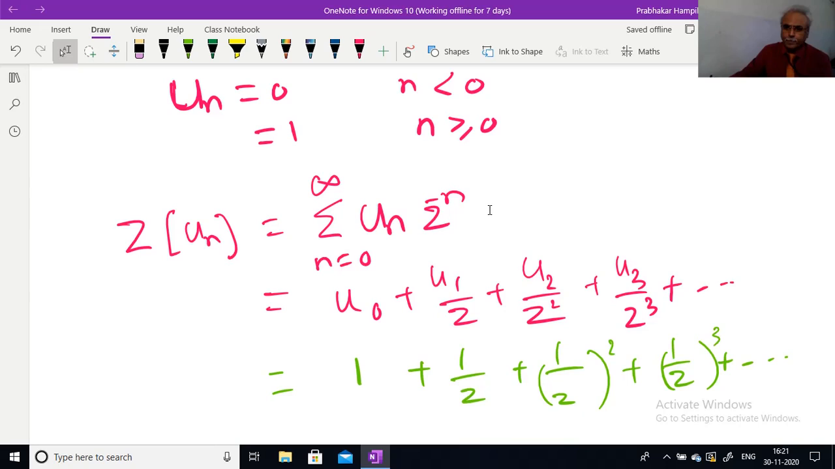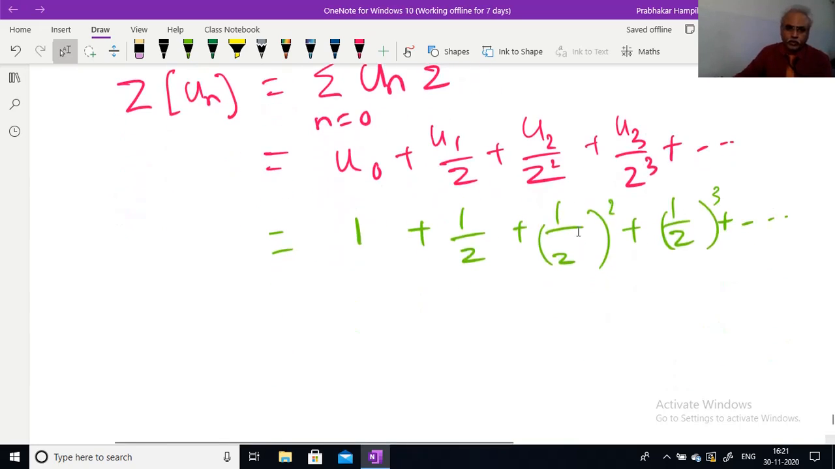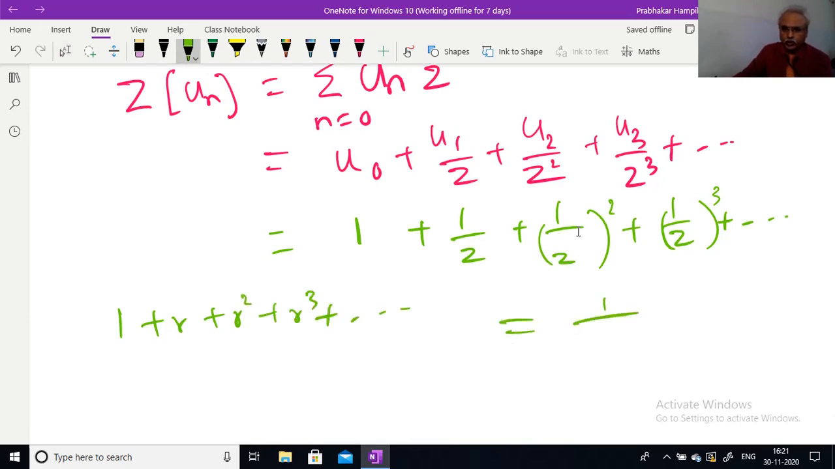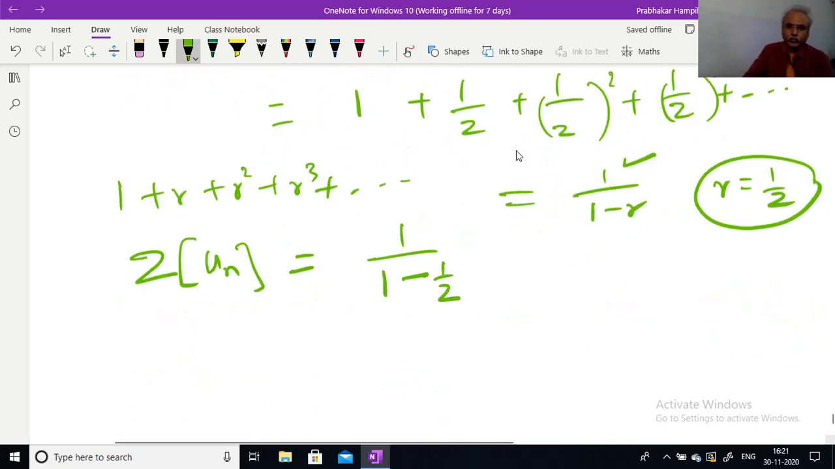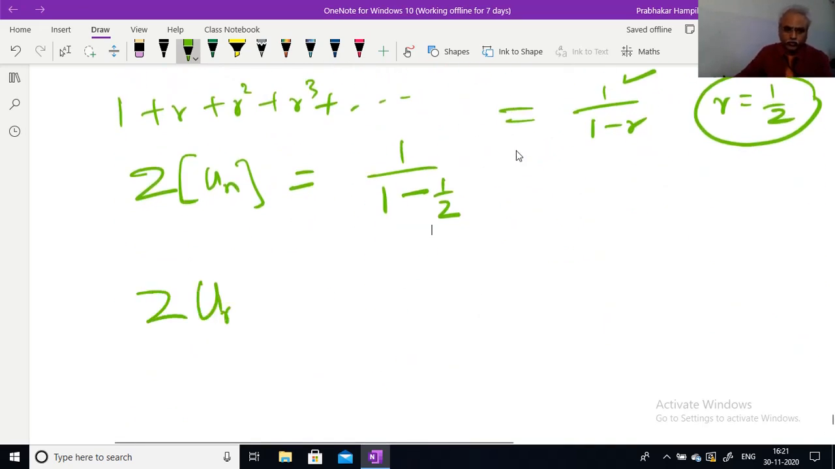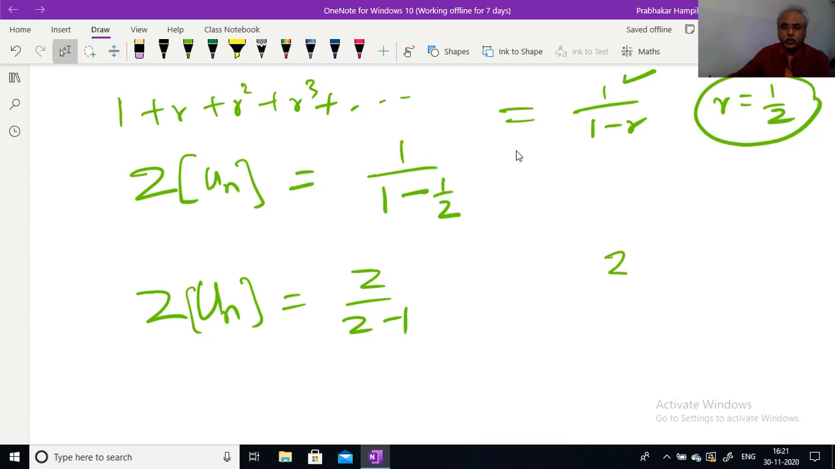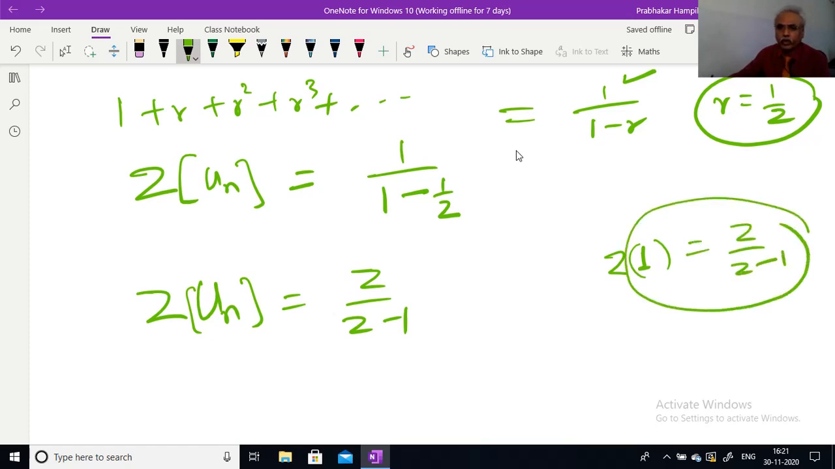If you are reminded of what you have already studied, an infinite geometric series 1 plus r plus r square plus r cube and so on sums to 1 upon 1 minus r. In this case r is 1 by z. So the Z transformation of this unit step function is 1 upon 1 minus 1 by z. With a little simplification, the Z transformation of the unit step function is z by z minus 1. If you remember, the Z transformation of 1 was z by z minus 1. So both of them definitely match.